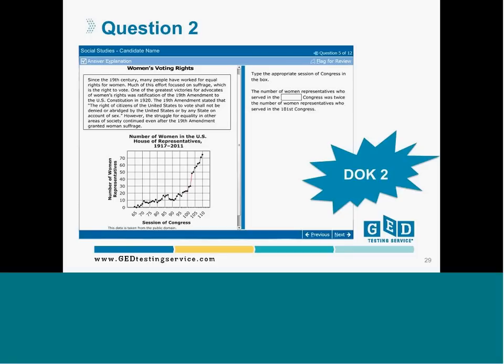So although the calculation itself is very simple, the reasoning, the logic, and the graph reading skills push it to a DOK level 2.